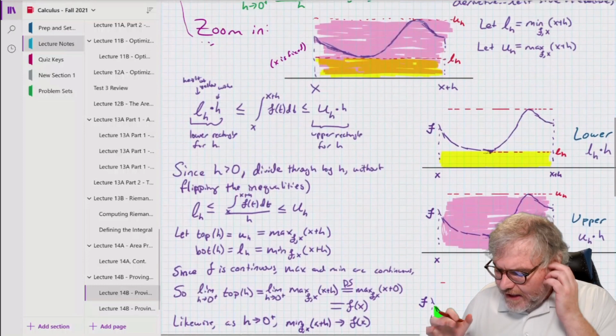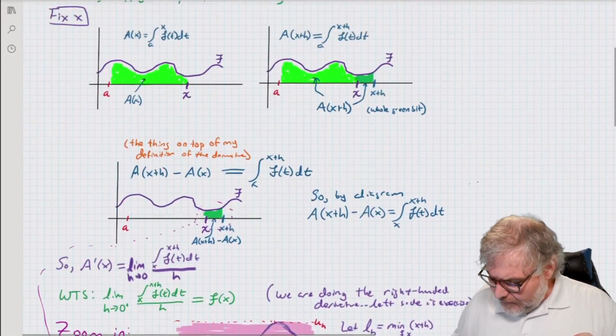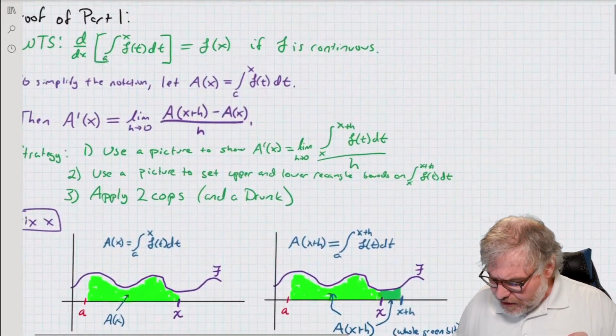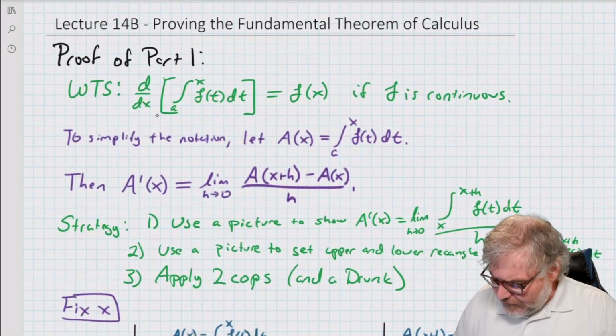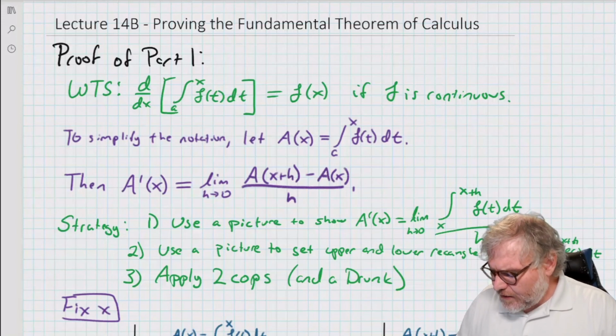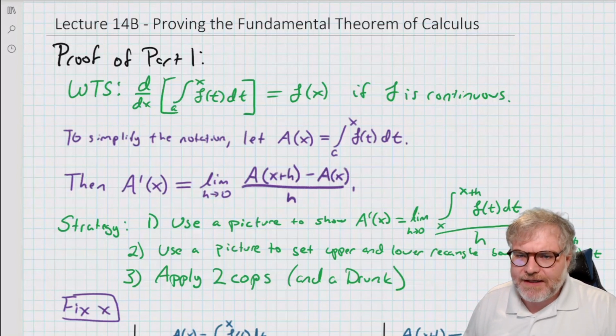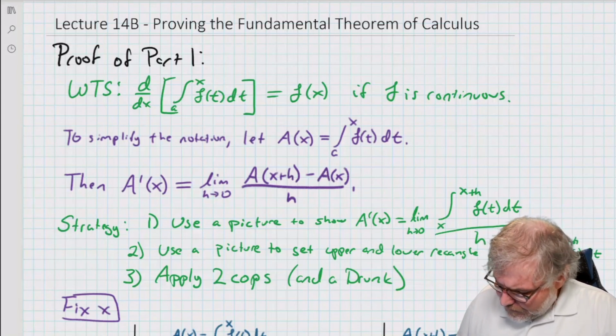And it's a proof in pictures. Okay. So the first thing we want to show is that the derivative of this function, the derivative of the area under the curve from a to x of f, equals f of x if f is continuous. And to simplify the notation, I'm just going to call this function A of x. Okay? And then I'm going to use the definition of the derivative.